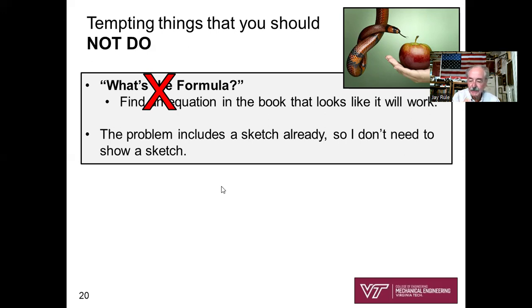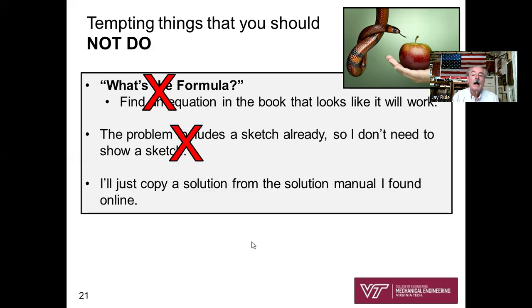Problem includes sketch already, so I don't need to show a sketch. Don't fall prey to that. Okay, so here's another one. I found the solution manual for my class online, or somebody shared it with me in PDF format. I'll just copy that solution, circle that answer, and be done with it. I recommend you don't do that.